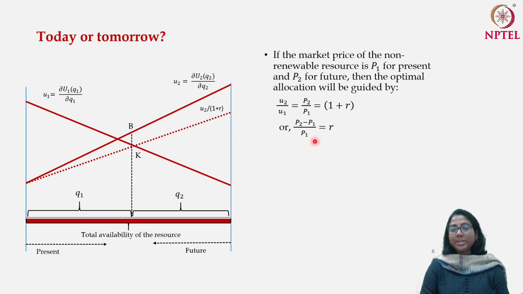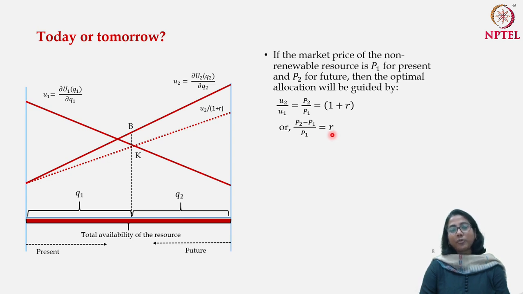Now what is this P2 minus P1 divided by P1? This is the rate at which the price is growing from today to tomorrow. So again remember, we are talking about two time points. So this is the annual growth rate. This also we discussed when we were discussing the demand. So the growth rate in price is equal to your rate of time preference.